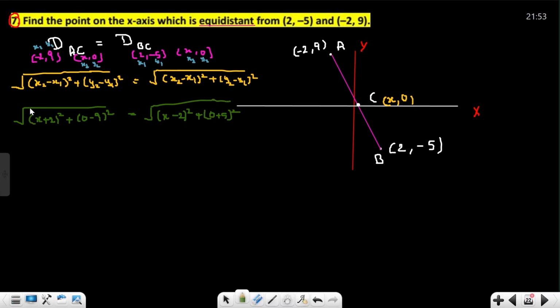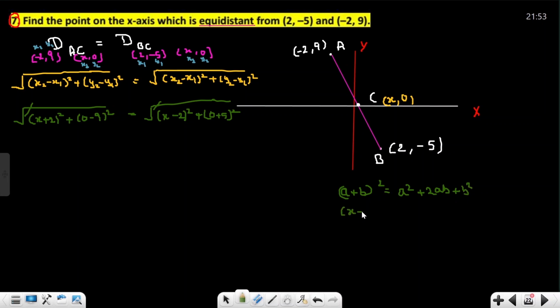Now both roots cancel out, because if you move the root from one side to the other side it becomes a whole square, so we cancel the root with the root. The terms are (x plus 2) square and (x minus 2) square, (0 plus 5) square. So apply the square formula. (a plus b) whole square is a square plus 2ab plus b square.